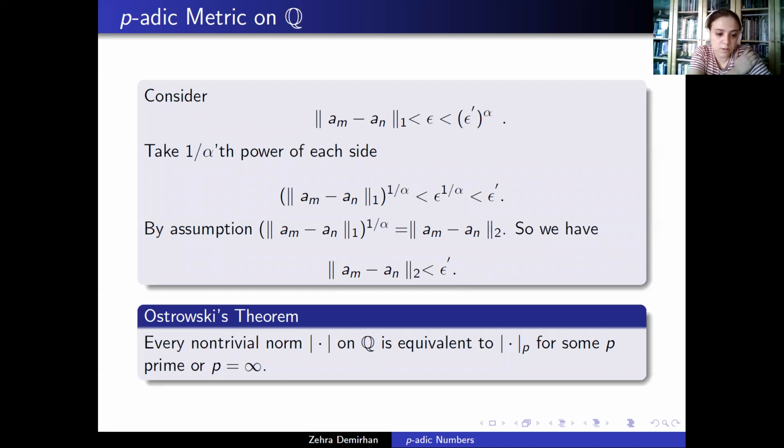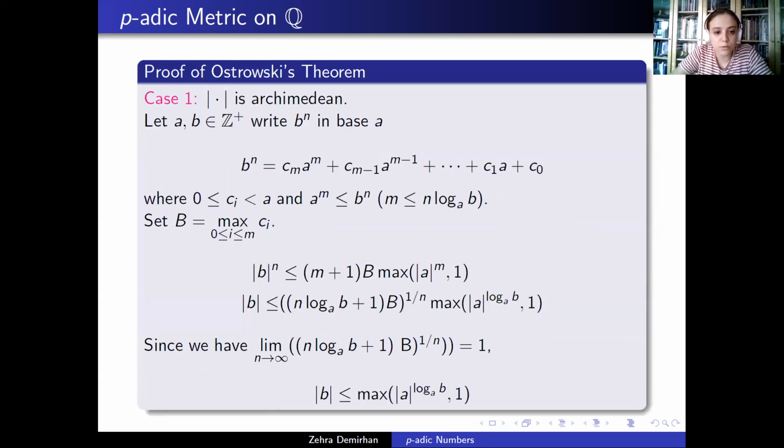Now I would like to give the proof of Ostrowski's theorem, but before doing that, let's state Ostrowski's theorem again in a brief way. Every non-trivial norm on rationals is equivalent to the p-adic norm for some prime p or p equals infinity. So the proof of Ostrowski's theorem consists of two cases. Case 1, where the norm is Archimedean, and case 2, where the norm is non-Archimedean. So let's start with the case where the norm is Archimedean.